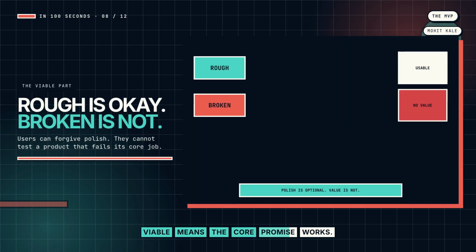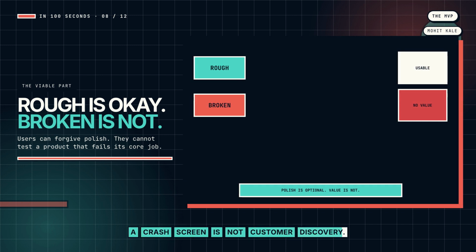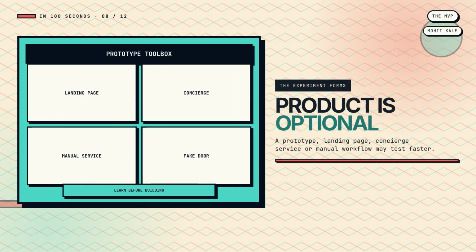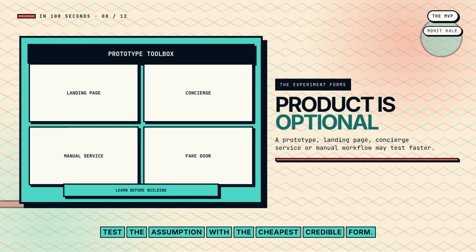Minimum does not mean broken. If users cannot complete the core job, you are testing their tolerance, not your idea. A rough interface can be acceptable. Lost data, fake buttons, and a checkout that emails your cousin are not lean. They are simply adventurous. MVP can be a prototype, a landing page, a manual service, or a small working product.